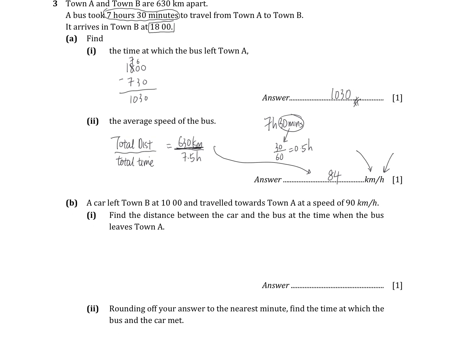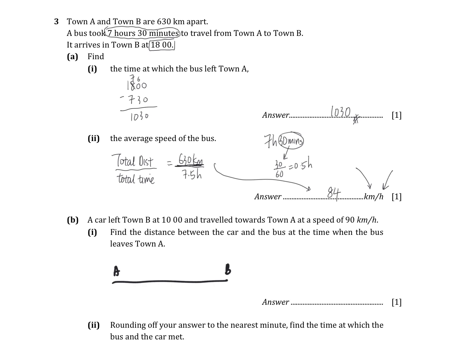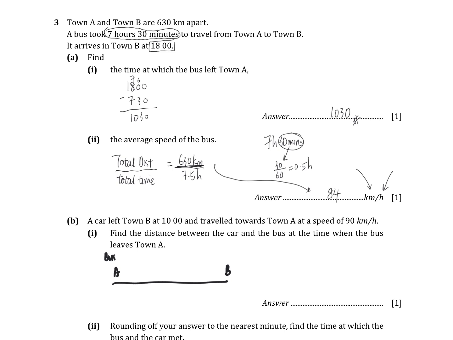Okay, next one. I have a car that left town B at 10 o'clock. Remember, between town A and town B, the bus left at 10:30. But the car left at 10. So there is a 30 minutes difference where the bus hasn't even set out on its journey. The car already started moving, right? So there's this 30 minutes where the car moved in advance.